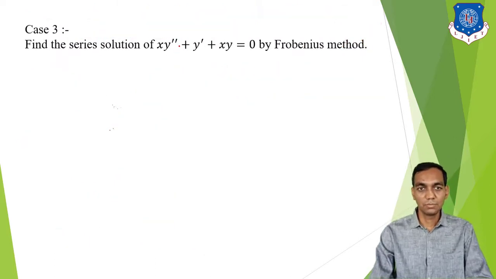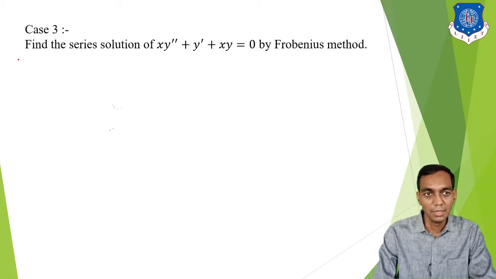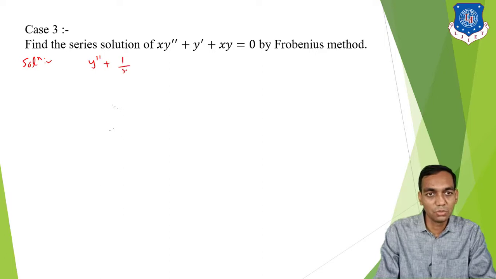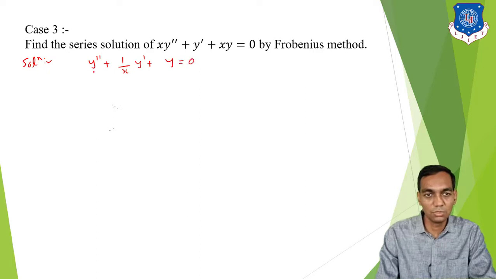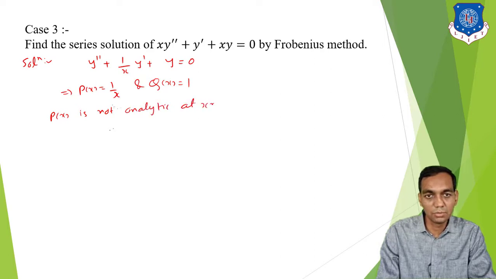Find the series solution of x y double dash plus y dash plus x y is equal to 0 by Frobenius method. Now again the same thing we have to repeat. If you are starting with a solution, first write down your equation in standard form. So y double dash plus 1 upon x y dash plus y is equal to 0, and that implies p(x) is equal to 1 upon x and q(x) is 1. Now p(x) is not analytic at x is equal to 0.